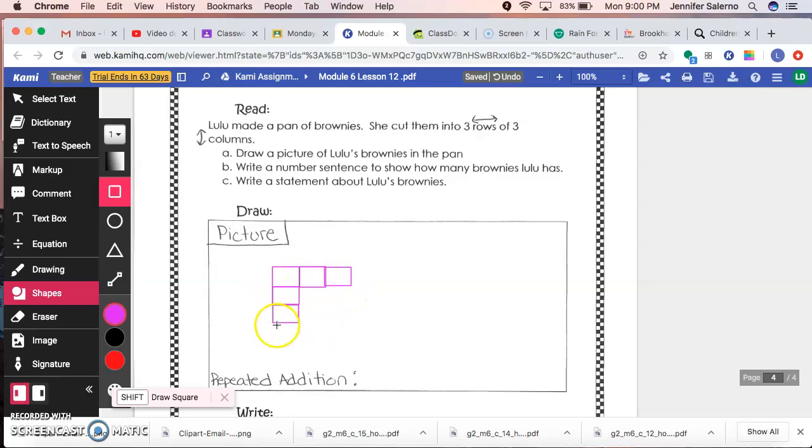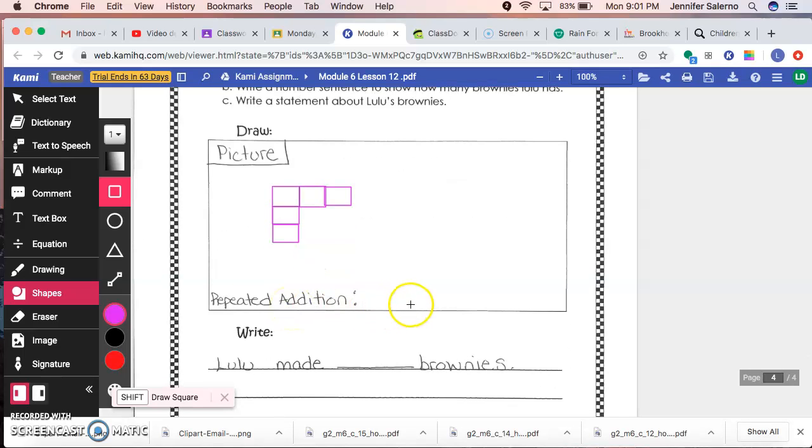Remember, right now this is definitely not an array. It's not equal. It's not all together. This is not an array. This is just the outer part. We have our 3 rows, 1, 2, 3, and 3 columns, 1, 2, 3. Now you have to fill in the rest of the squares here to figure out how many brownies she has in this pan. And then use your repeated addition equation and then put the total.